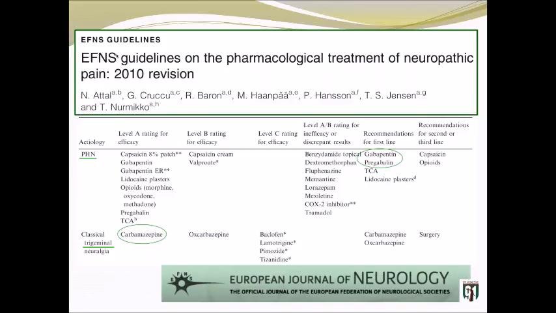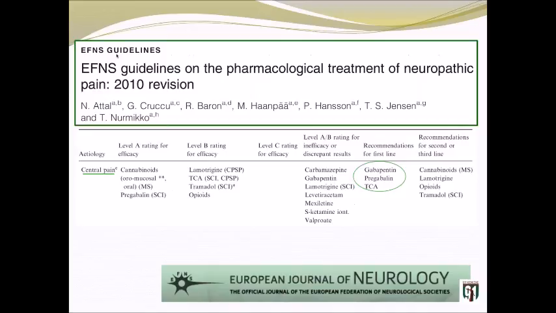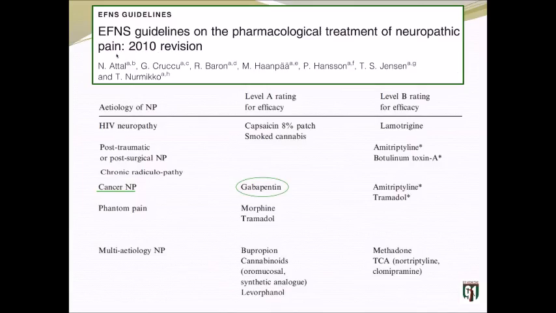For trigeminal, this is where carbamazepine still has a big role. So that is still the first line of drug, an anticonvulsant for trigeminal neuralgia. For central pain, which could either be due to spinal cord injury or some other conditions, we have gabapentin, pregabalin, and your tricyclics. For cancer pain, gabapentin has been noted to be the drug of choice.